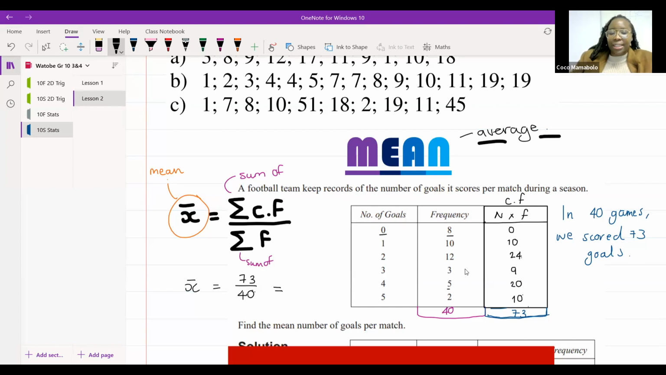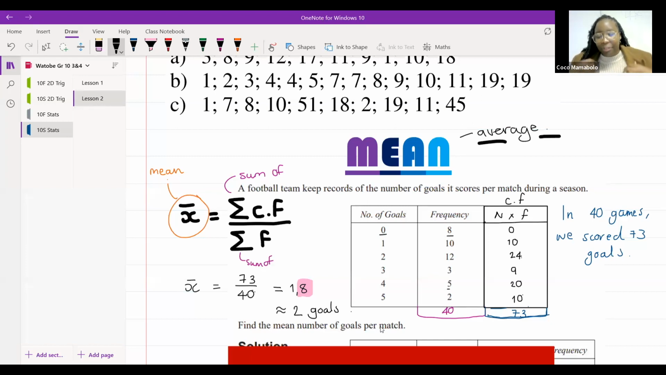Good, 1.8. Beautiful. We're going to get 1.8. But as we know, guys, we're never going to get 0.8 of a goal. Nobody can score 0.8 of a goal. So please round up for me. 2, good. 2 goals. So what this tells me is, on average, we score at least 2 goals per game.